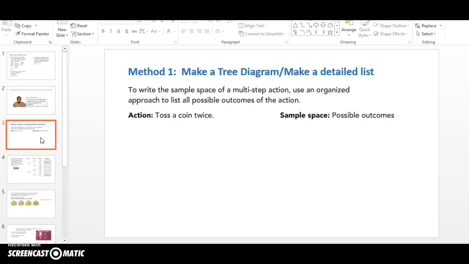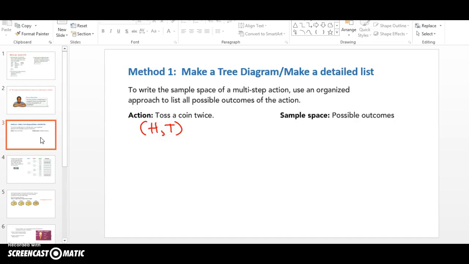So this one says the action is toss a coin twice, and they basically want us to come up with the sample space. So what are the different outcomes that could happen? Let's start by just making a detailed list, okay? If I flip a coin twice, what are the outcomes I could have? Heads and tails. And the way Digits is going to write this is they're going to put it in parentheses. So (heads, tails). What would be another outcome I could have, Austin?